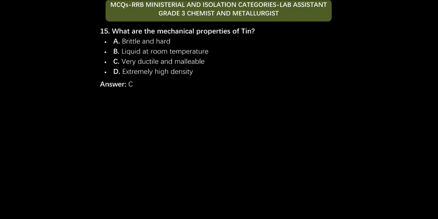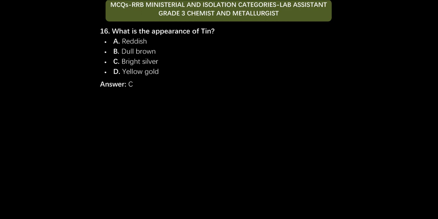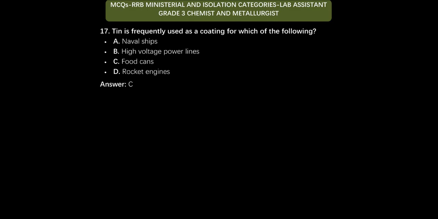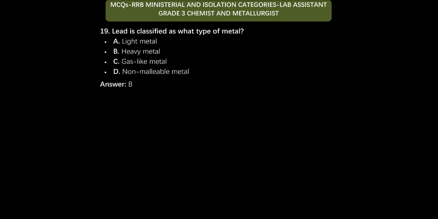Option C, very ductile and malleable. What is the appearance of tin? Option C, brittle, bright silver. Tin is frequently used as a coating for which of the following? Option C, food cans. What is a common use of tin in electronics and joining? Option A, soldering. Lead is classified as what type of metal?